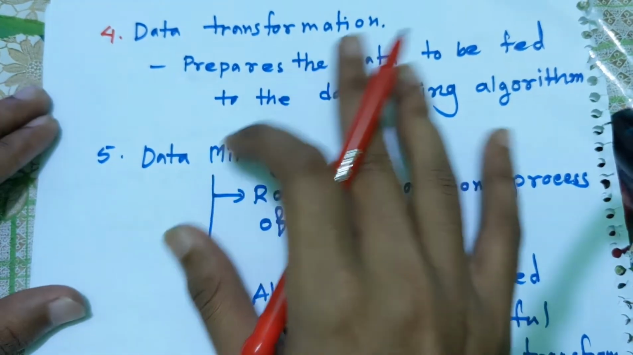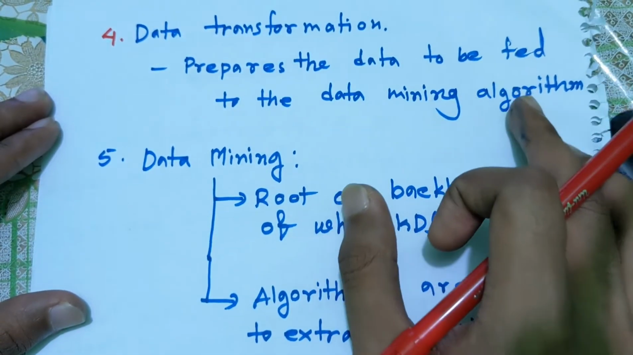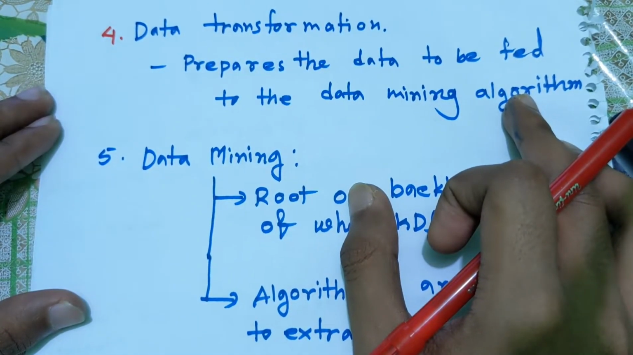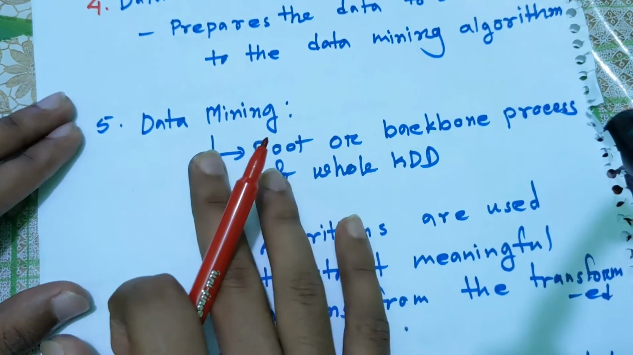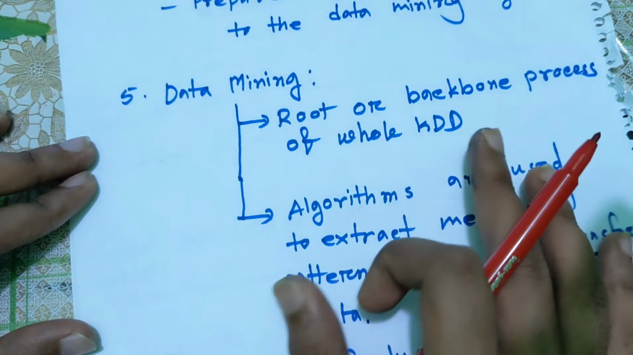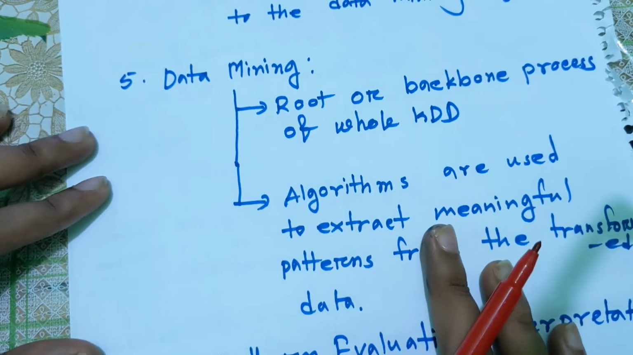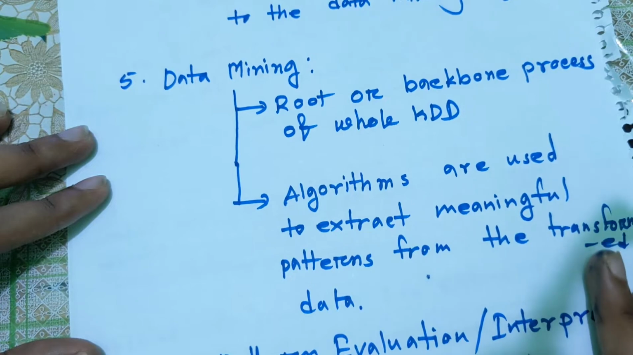So our next step is data transformation. In this step, we have to prepare the data so that we can feed this data to the data mining algorithm. Coming back to the analogy, before finally putting the fish onto the pan, we have to mix the masala, right? Then our next step is data mining. It is the root and backbone process of the whole KDD. Different types of algorithms are used to extract meaningful patterns from the transformed data.